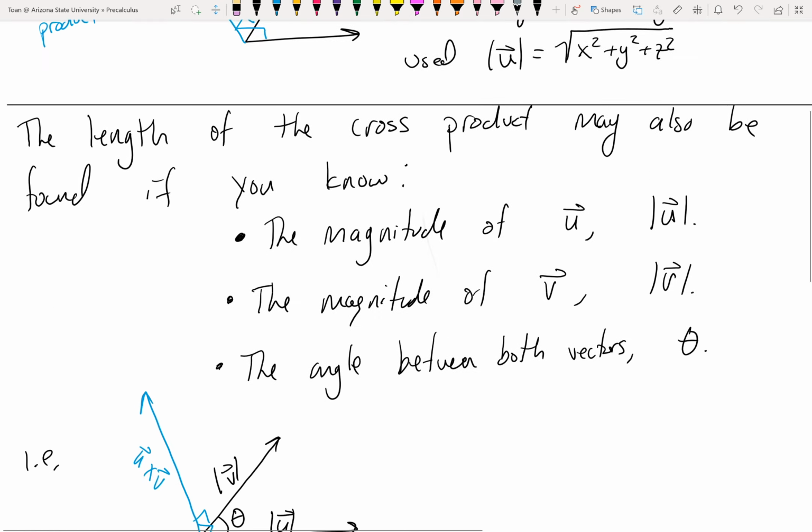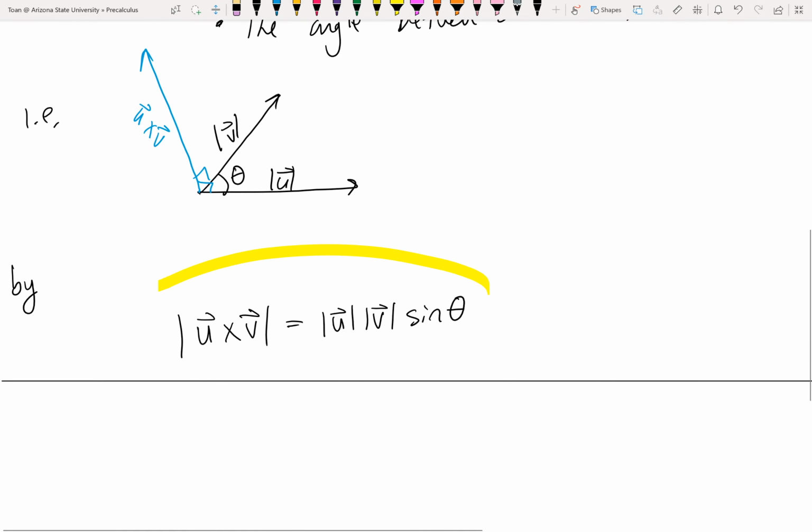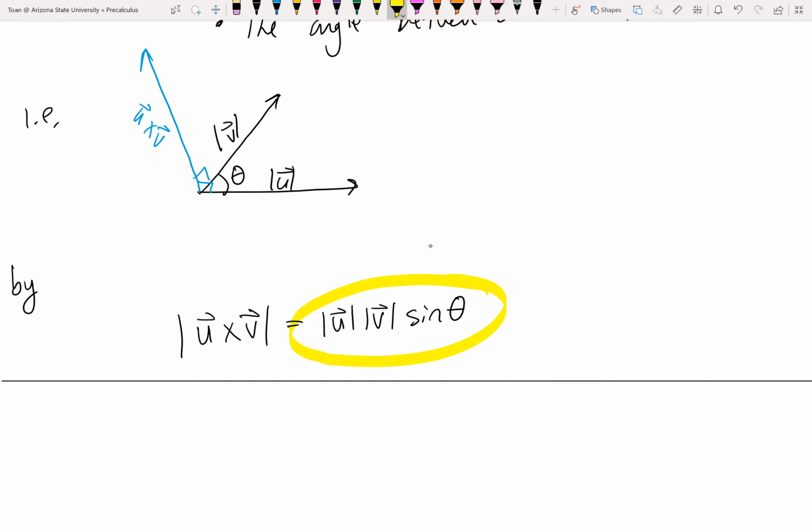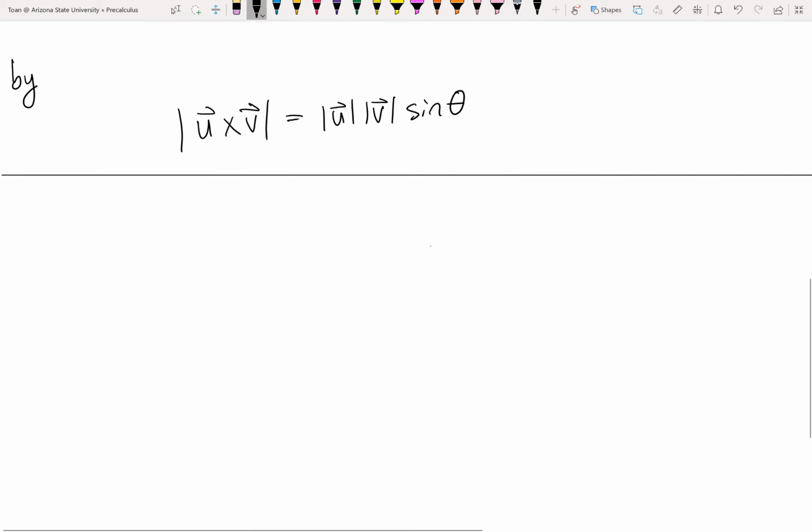So why am I bringing this up? Well, this is important to know because sometimes you might need it, but it has farther implications than just finding the length of the cross product. Let's actually take a look at this visually. Right? What exactly does the magnitude of u times the magnitude of v sine of the angle between them really look like? Well, recall that.